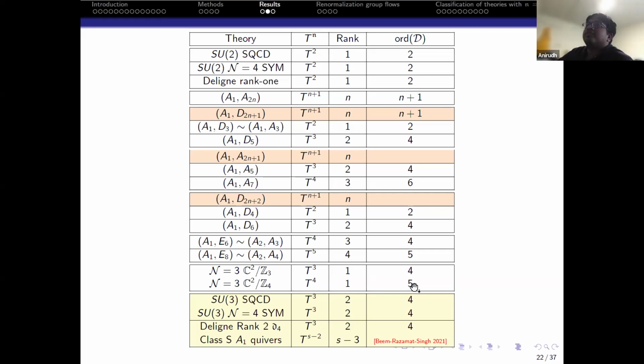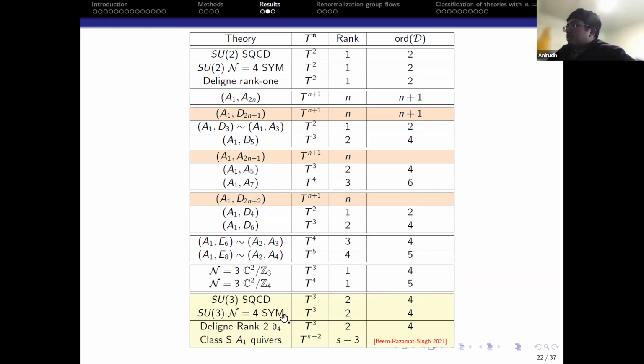And similarly, the order of the differential equation also satisfies the inequality I showed. It's greater than the nilpotency index. So there are a few colors here. Don't get distracted by these colors.